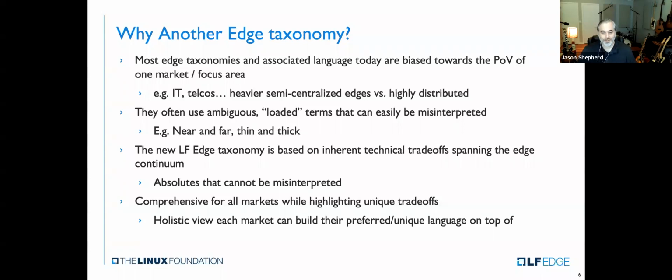So, okay, why another taxonomy? The old joke in the standards world is, oh, we're going to fix the standards problem with one more standard. And there are a lot of taxonomies out there for all technology trends, but edge is no exception. As a community, we decided we need to get away from these taxonomies for edge computing that are really biased to one market lens.